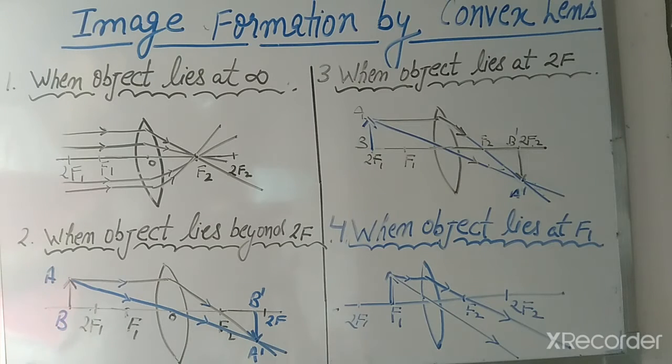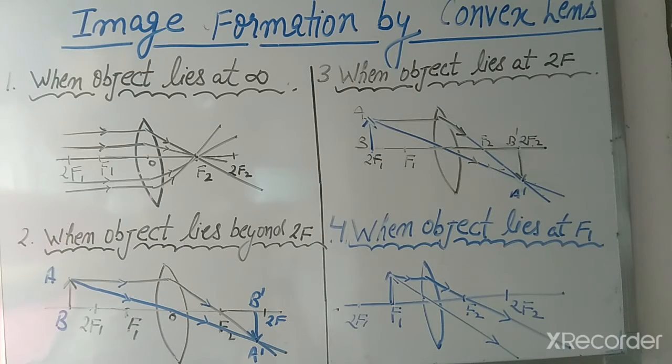Now we see the image formation by convex lens. In the previous class we discussed that there are two types of lenses, and before that we discussed mirrors, two types of mirrors, that is concave mirror and convex mirror. Now we are talking about lenses.